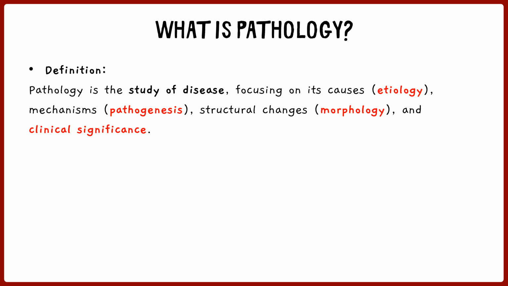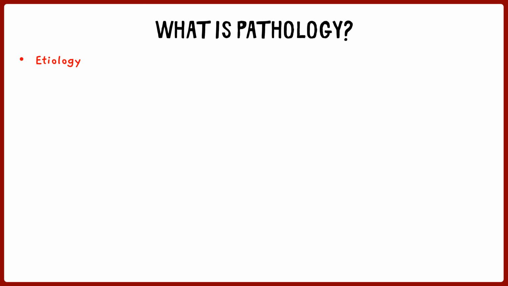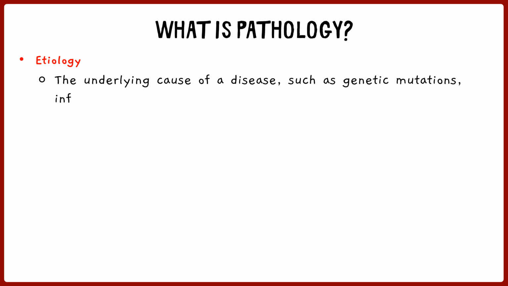So let's cover, first of all, etiology. What caused the disease? That's the question you want to ask yourself when you're covering etiology, because etiology is the underlying cause of a disease, such as a genetic mutation. An example of a genetic mutation could be cystic fibrosis. Cystic fibrosis is a point mutation. So, in the case of cystic fibrosis, the etiology is going to be this point mutation.